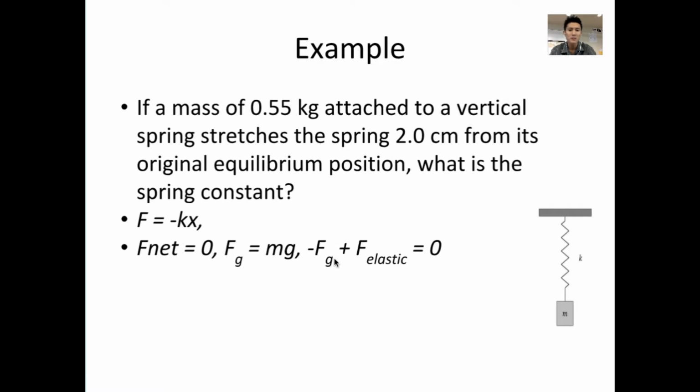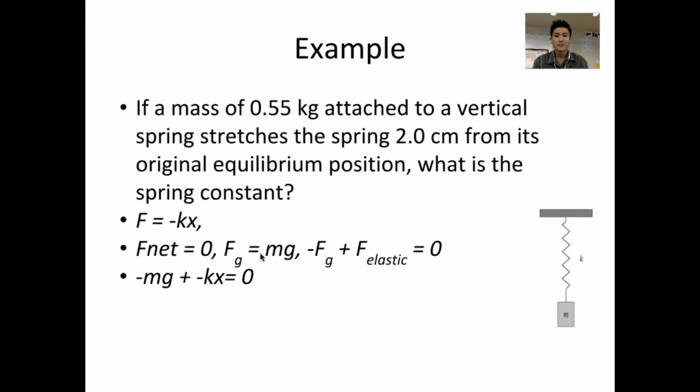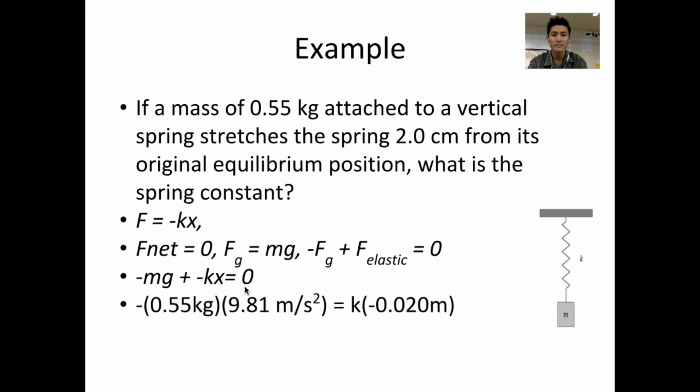So to substitute and actually calculate this, we get negative mg is equal to negative kx. It's negative because it's downwards. The acceleration due to gravity is negative 9.81, so I'm just going to move it to the front. Then I'm going to add this to the right side of the equation so I can calculate for k, the spring constant.